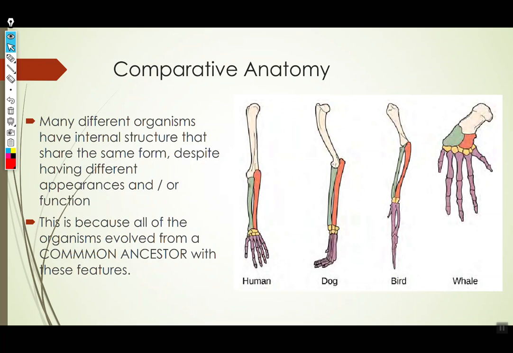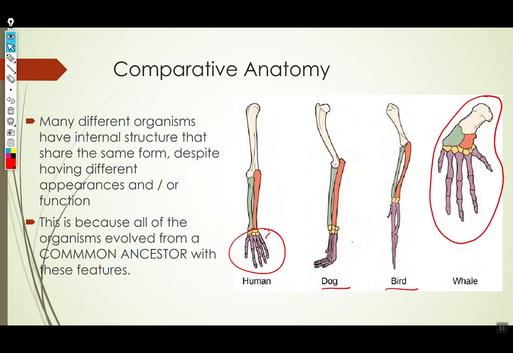Comparative anatomy is another example. Many organisms have internal structures that share the same form despite having different appearance or function. For example, this is the flipper of a whale, and of these, we have human, we have dog, and we have bird. These two resemble each other more strongly than these two or these two. That is called homology, which means similarity of structure.